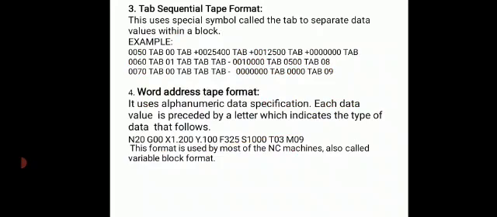N20, G00, X1.200, Y100, F325, S, T0, M09. This is the format of the coding, that means the program. This format is used by most of the NC machines, also called variable block format.